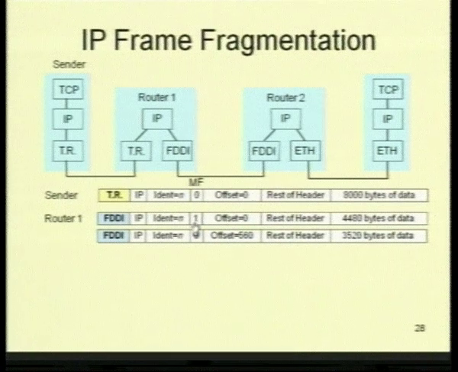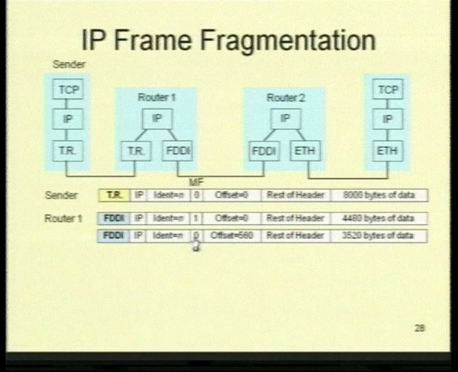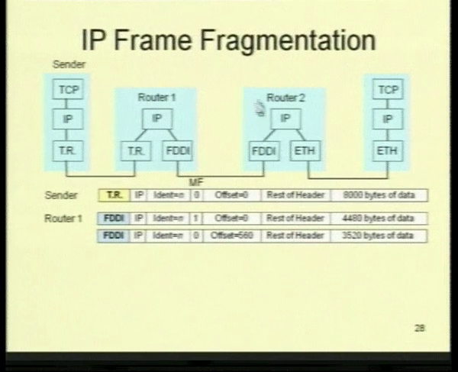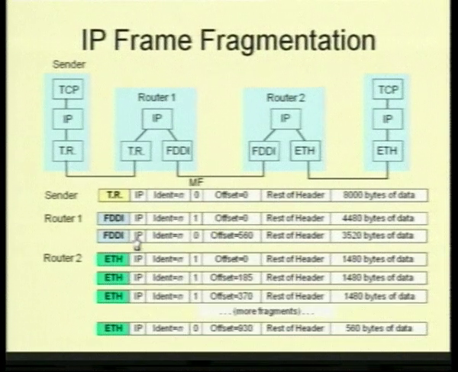The first one has an offset of 0, more flag is set to 1. Second has an offset of 560, more flag is set to 0. So you have two fragments coming to router 2. Look at what happens on router 2.